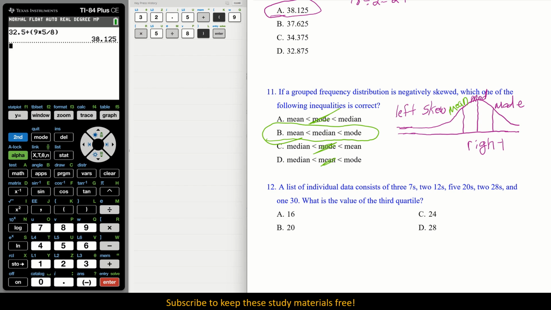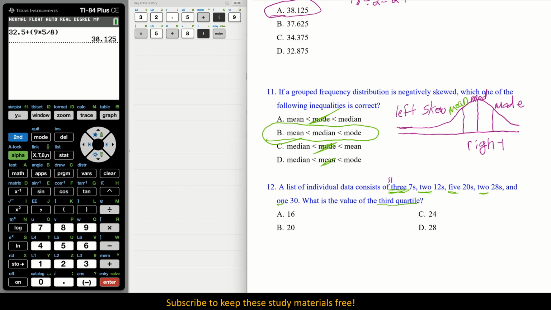Okay, number 12. A list of individual data consists of 3 sevens, 2 12s, 5 20s, 2 28s, and 1 30. In this situation, they want the value of the third quartile. To get this quickly, you're looking at 3, 2, 5, 2, and 1. That's the best way to do it. And then look at where you end up. Okay, so this is what I did. It was very simple to do.